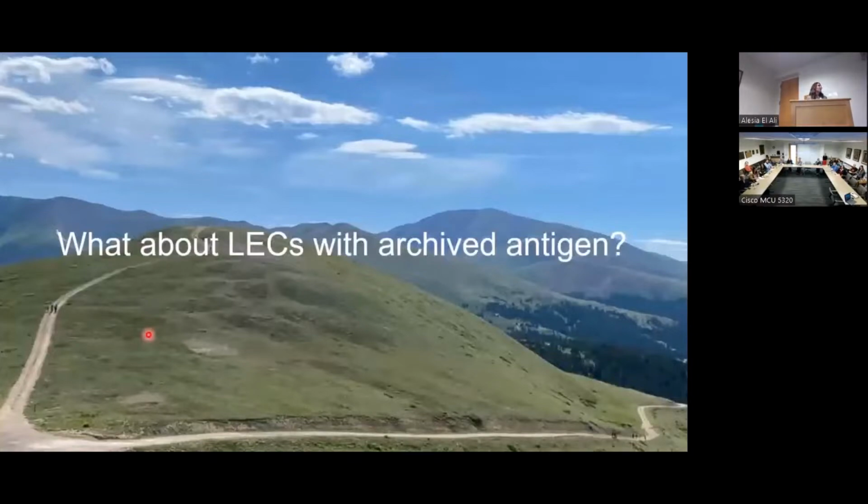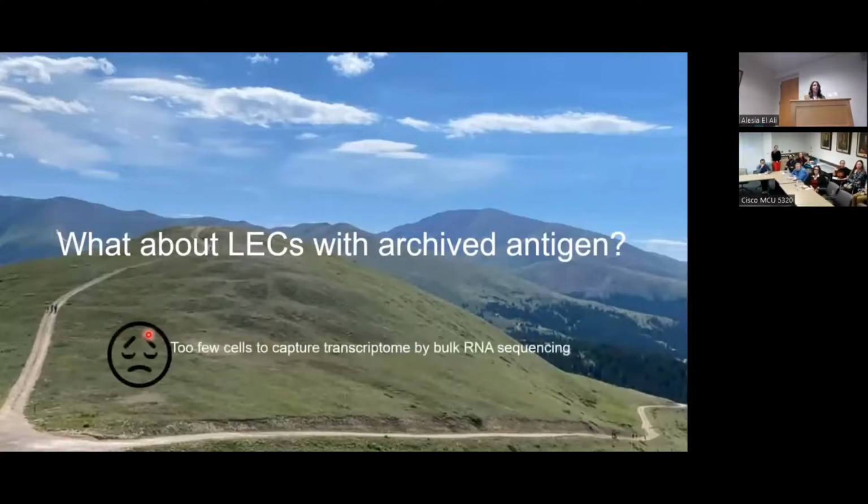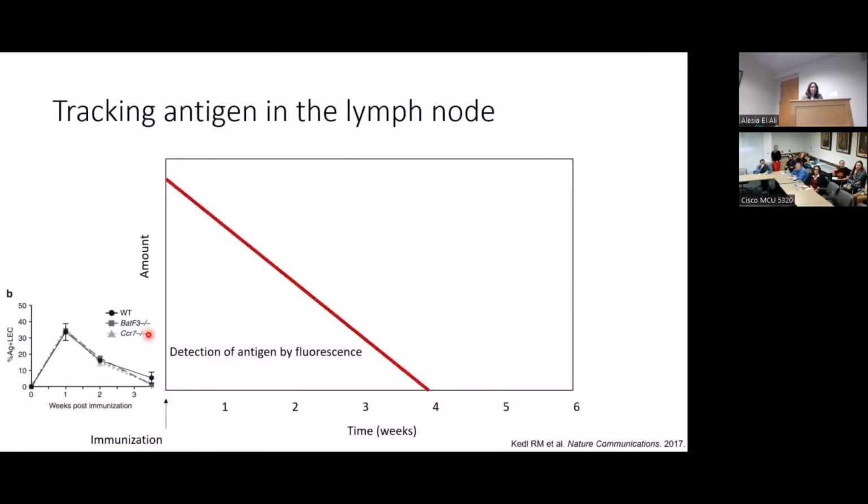And so, but I didn't tell you anything about the lymphatic endothelial cells with archived antigen, and that's because we had too few cells to capture the transcriptome by bulk RNA sequencing. And so we took a look back at our data again, and we also had some issues with tracking the antigen in the lymph node. So not only were we unable to sort them because there was such a small amount, we also were unable to detect them for very long.